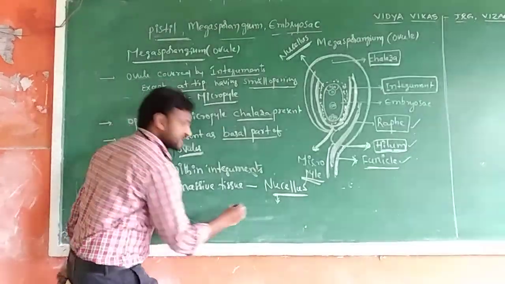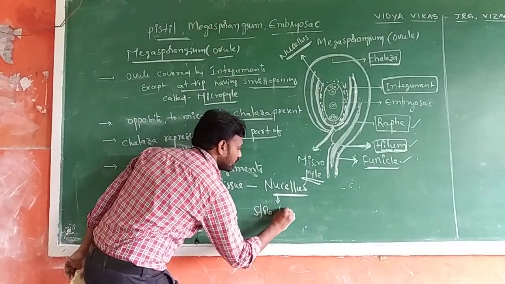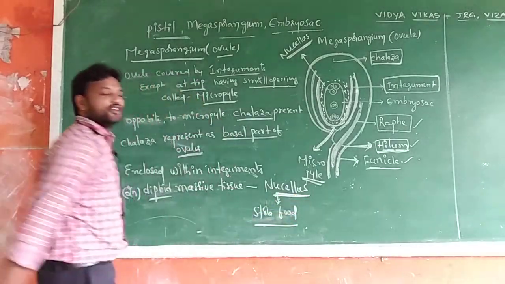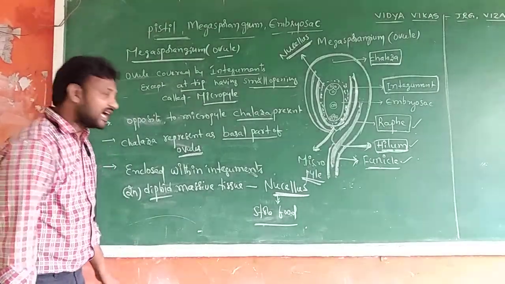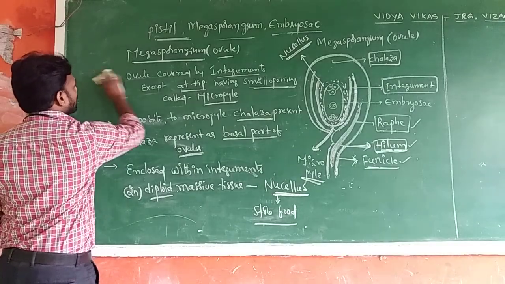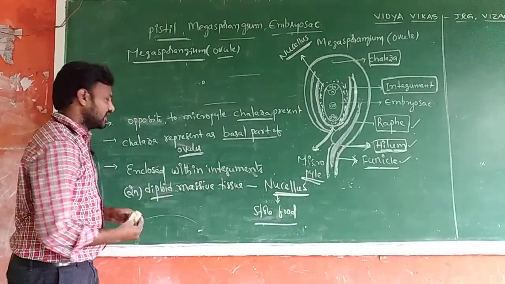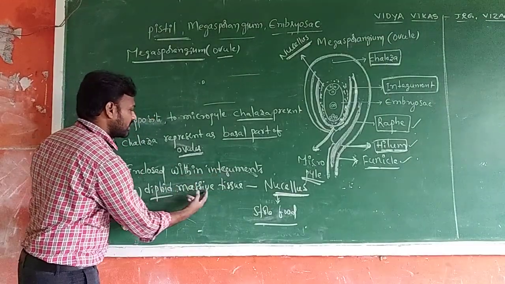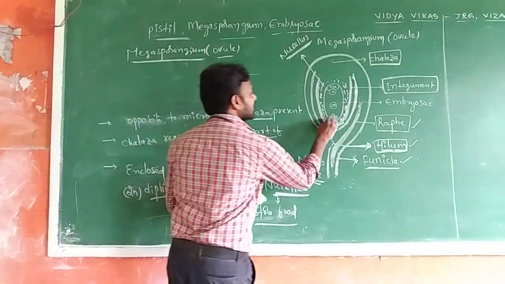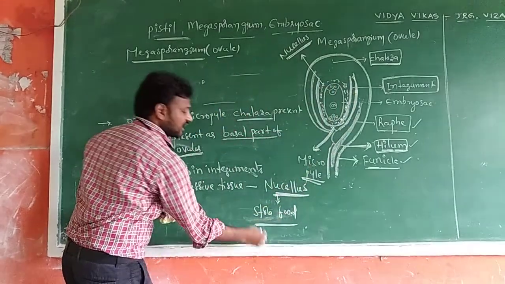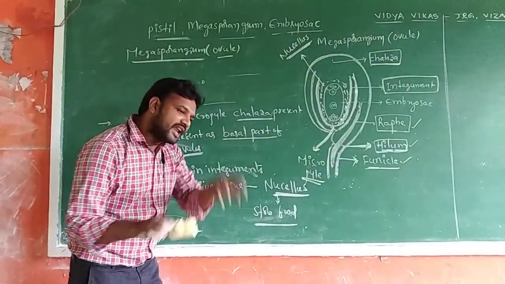What is the function of this nucellus? Store food, store reserve. What is the function of nucellus? Nucellus stores the food material. Okay, so this is about which one, sir? Enclosed within the integument, a diploid massive tissue is called nucellus. This tissue stores the food material. Some ovules have more nucellus, some have less nucellus.